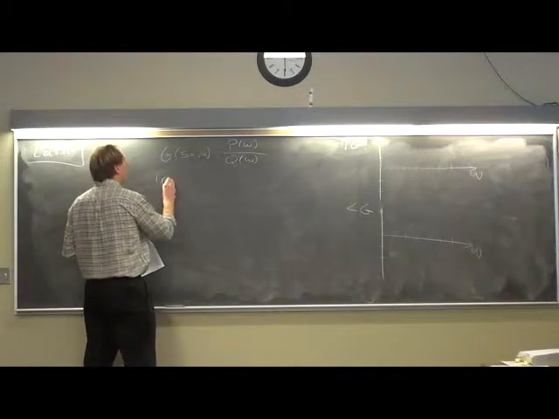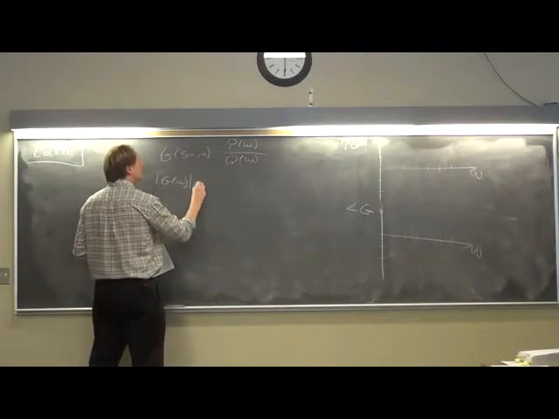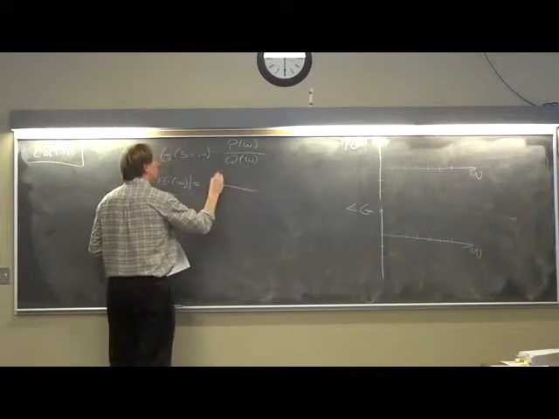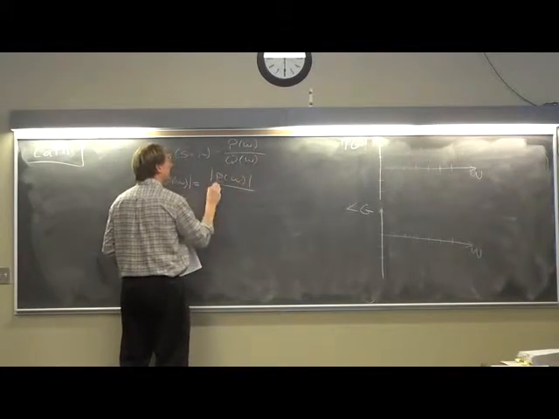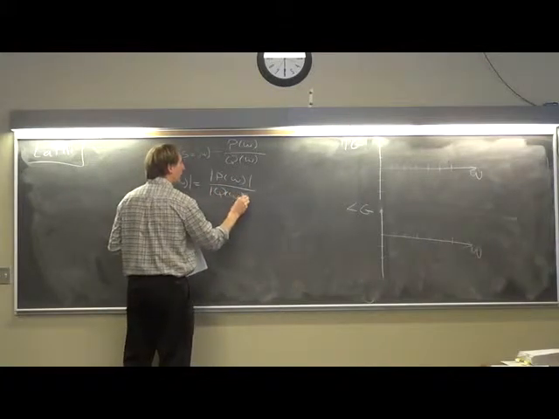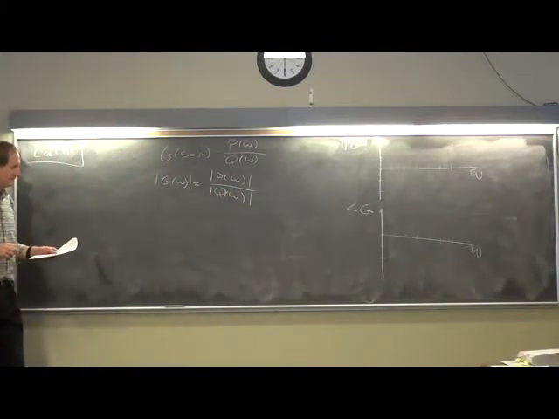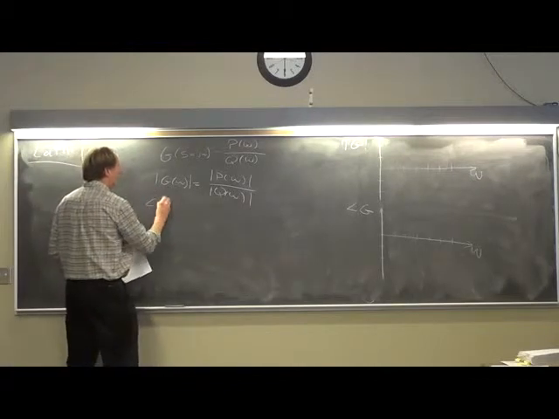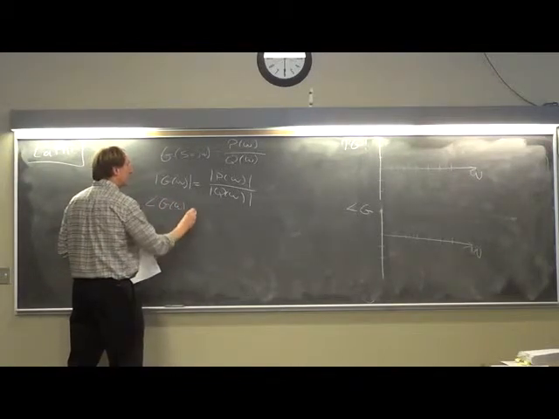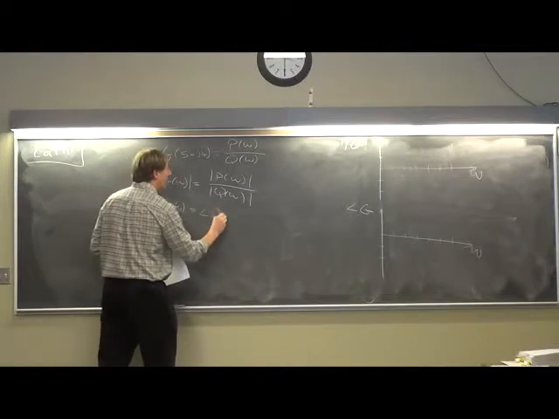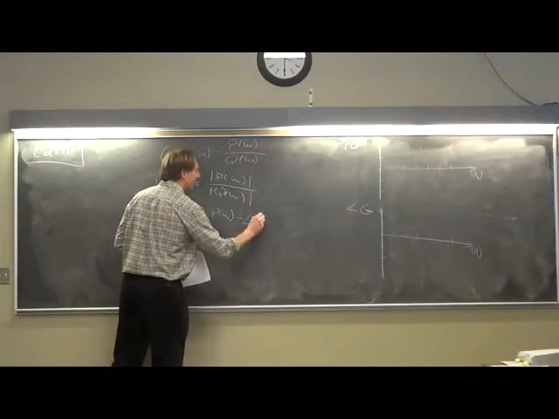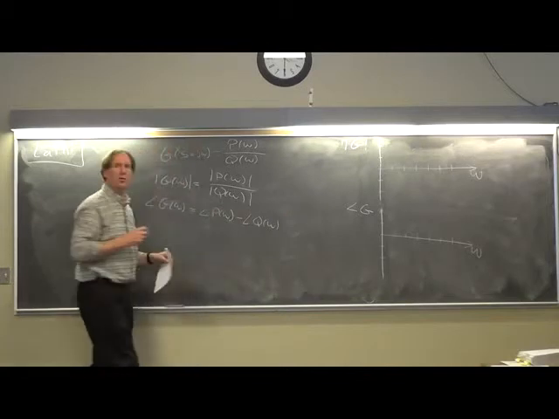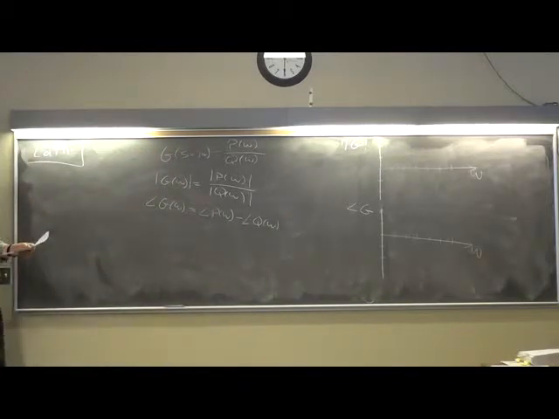And so the magnitude of g of omega is going to be equal to the magnitude of p of omega divided by the magnitude of q of omega. And the angle of g of omega is going to be the angle of p of omega minus the angle of q of omega. Angles subtract, angles add, magnitudes divide.